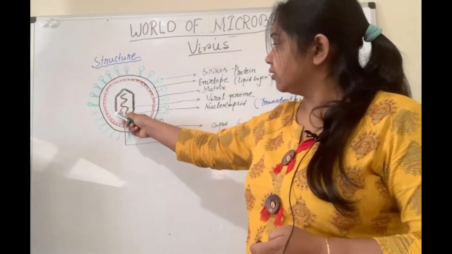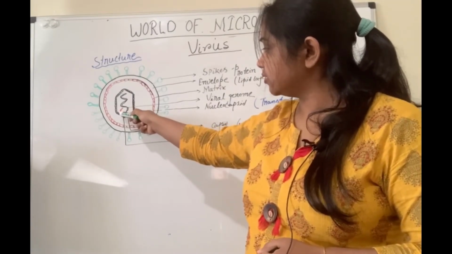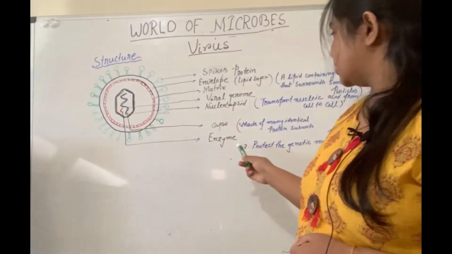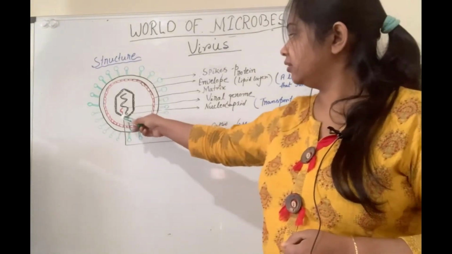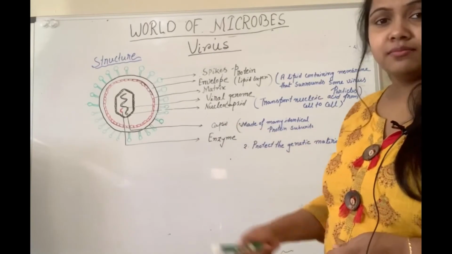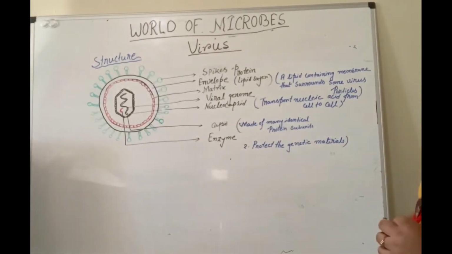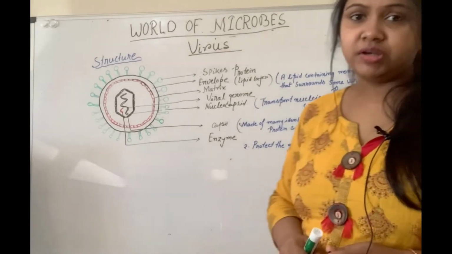Here you can see this red-colored structure. This is called an enzyme. And here the small ball-like structure is called the capsid. The capsid is made of many identical proteins and they protect the genetic material.